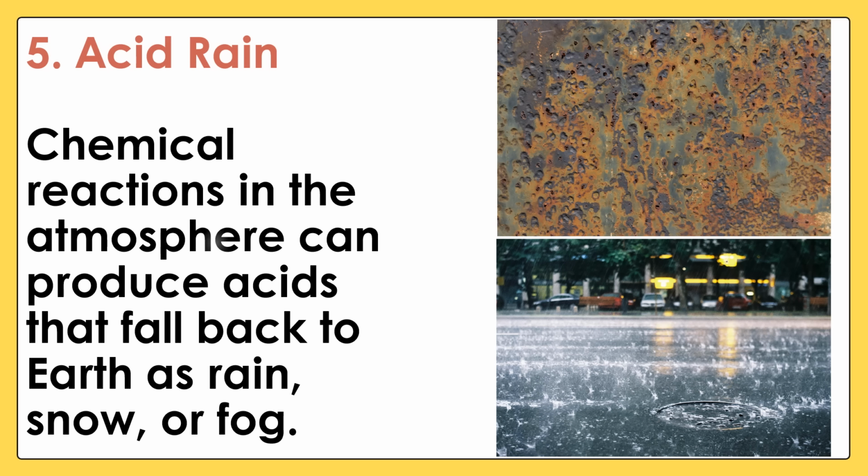Fifth is acid rain. Chemical reactions in the atmosphere can produce acids that fall back to the earth as rain, snow, or fog.